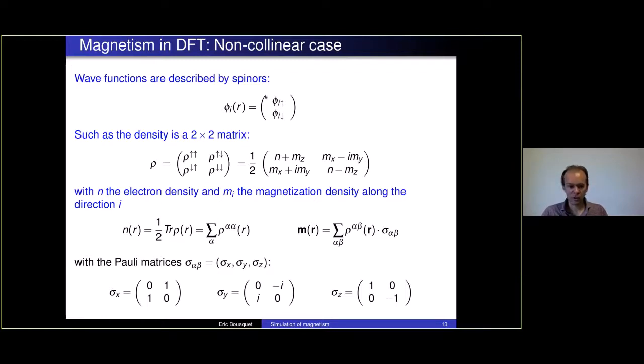Okay, this means that's okay with this non-collinear description with the spinors. We have the density. If we express it into the density, we can have access to the electronic density that is non-magnetic, and the magnetization density that is along x, y, and z. This means that we can have a resolution of what is the main direction of the spins in the 3D space, if we can plug that into the DFT. And this is what we do.